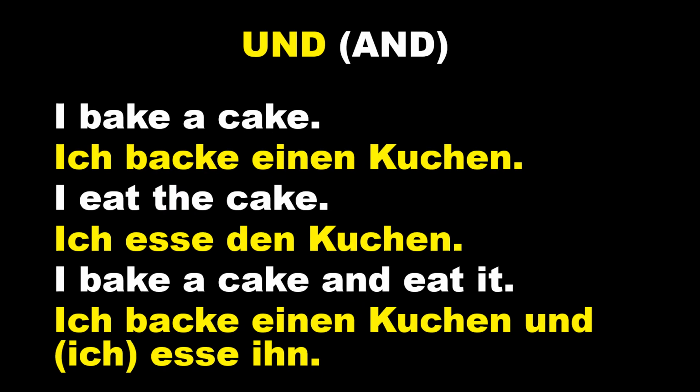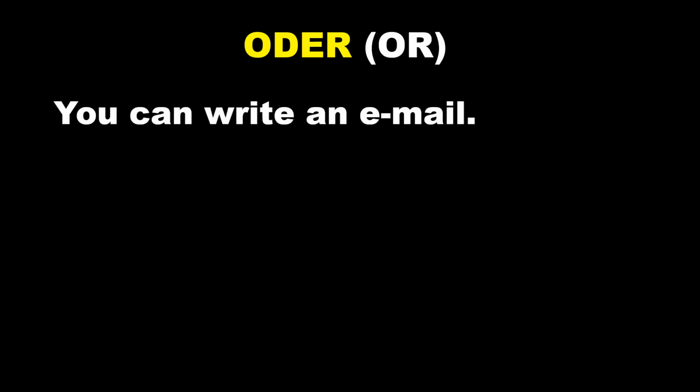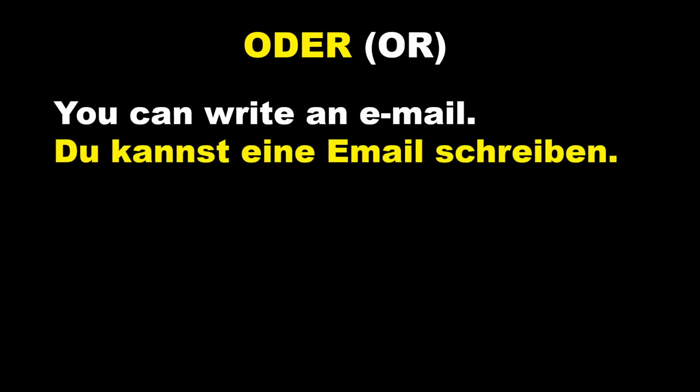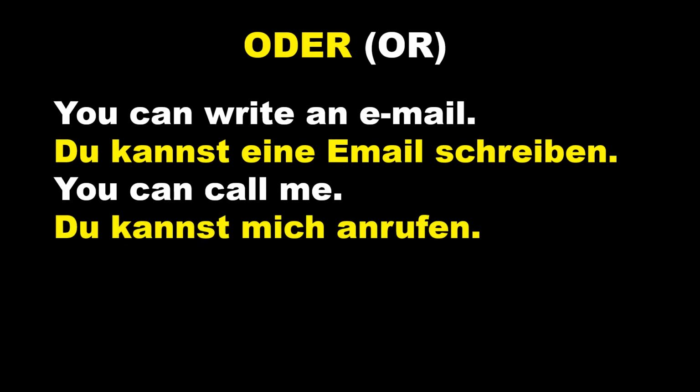Let's go ahead. The second connector here is oder. In English, we call it or. Let's again take two sentences and combine them. The first sentence is: you can write an email. Du kannst eine E-Mail schreiben. Ganz einfach, Modalverb. The second sentence: you can call me. Du kannst mich anrufen.